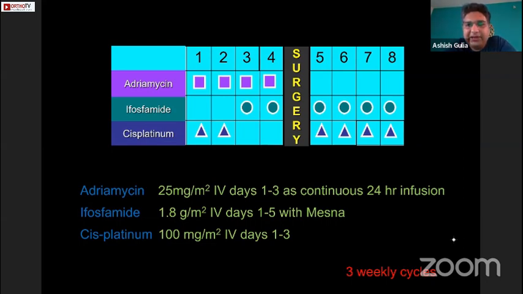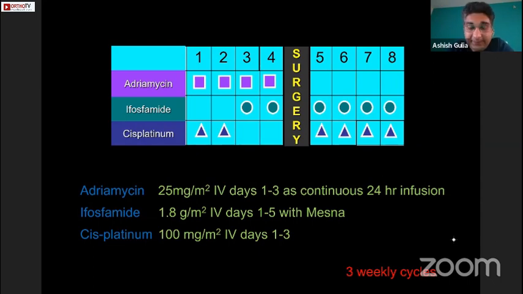Some institutions complete the same dose in 6 cycles also. Adriamycin and cisplatin are the 2 drugs. I am again repeating, adriamycin and cisplatin are the 2 basic backbone drugs to be used in sarcoma. The debate is about adding the 3rd drug. Here we have ifosfamide as the 3rd drug, and in the methotrexate regime, ifosfamide is not there and methotrexate is used instead.